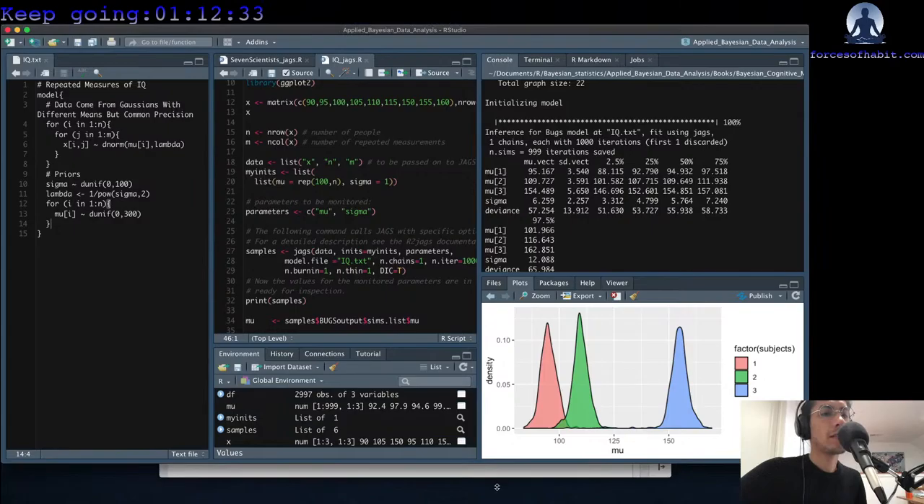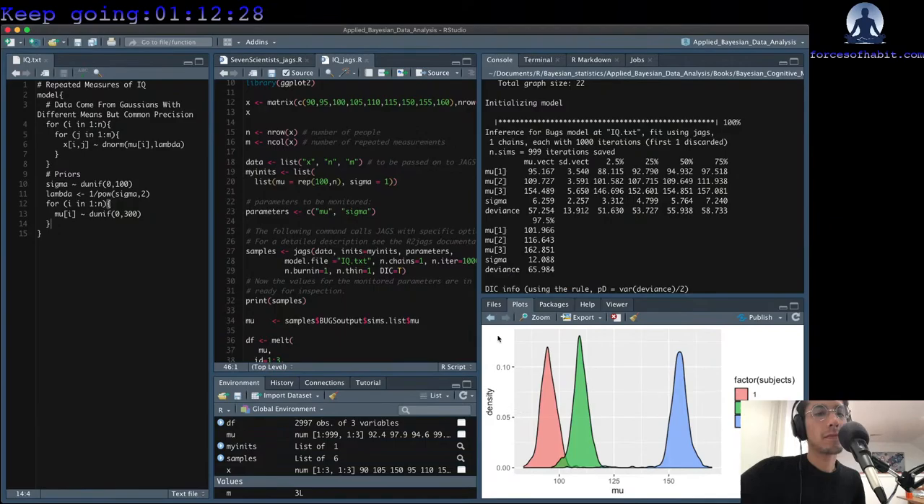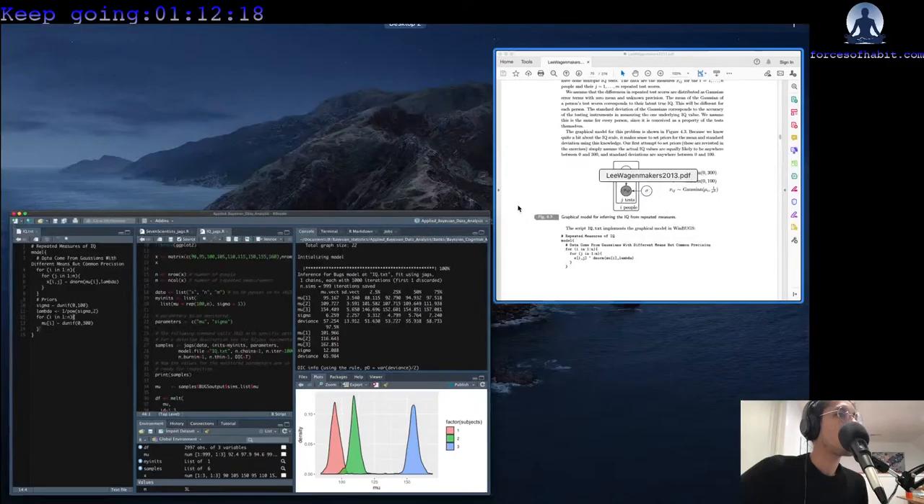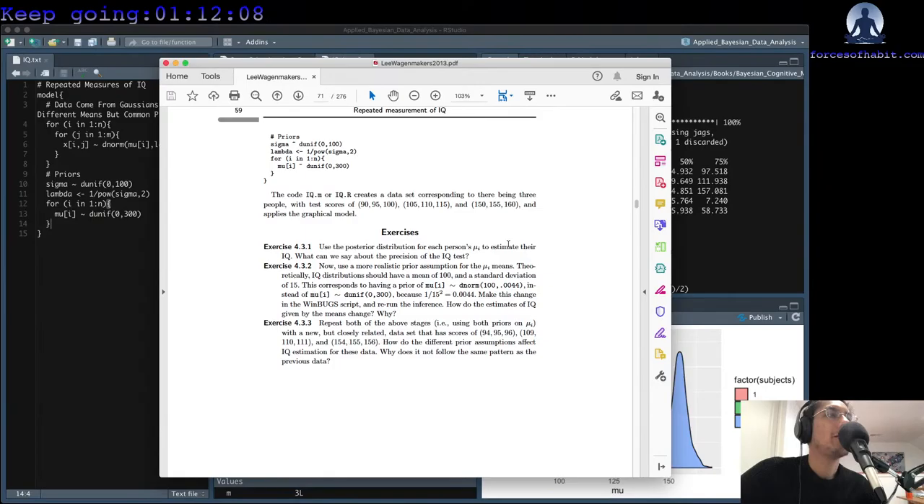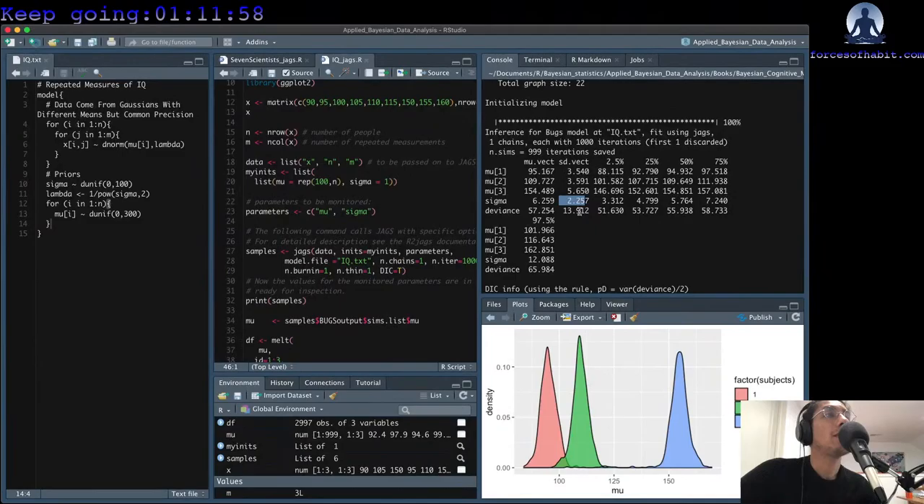See, I don't know how I did that, but now I have space. Weird. So let's read the question. So what do you want to know? Use the posterior distribution for each person's average to estimate their IQ. What can we say about the precision of IQ tests? We can say that it's quite precise overall.